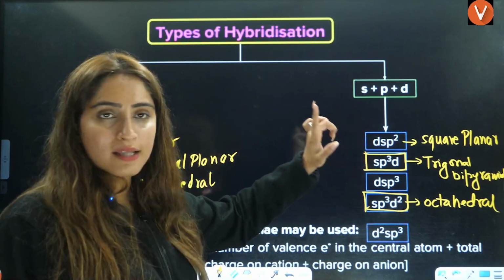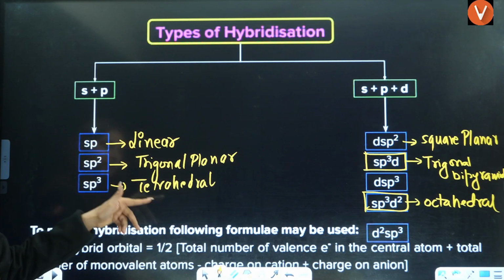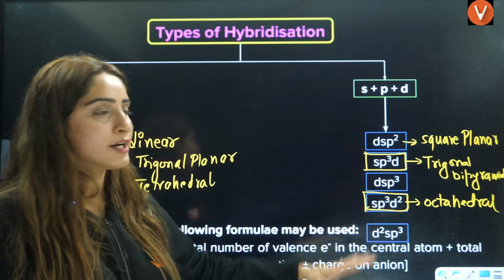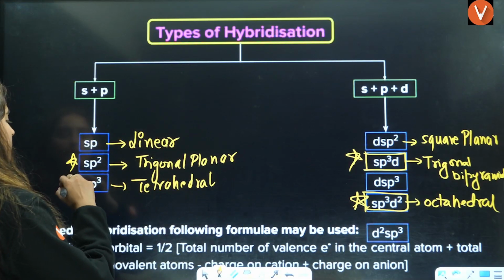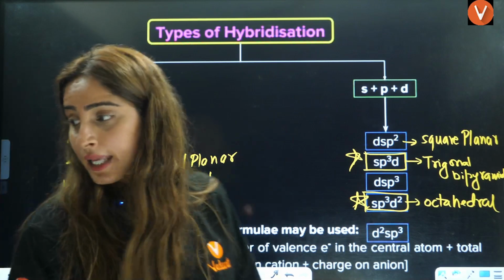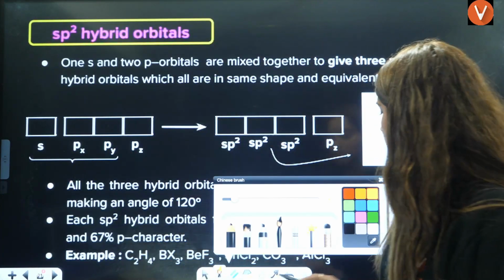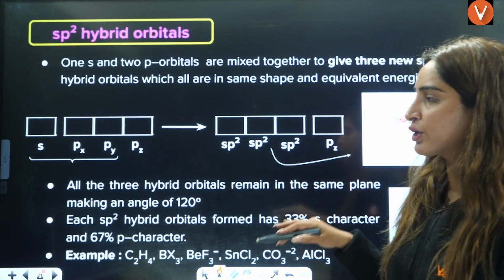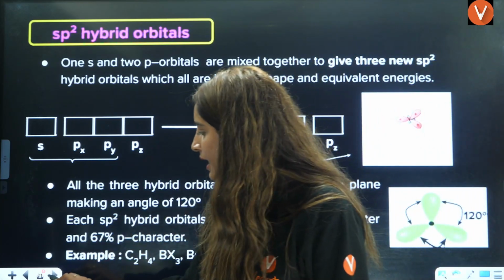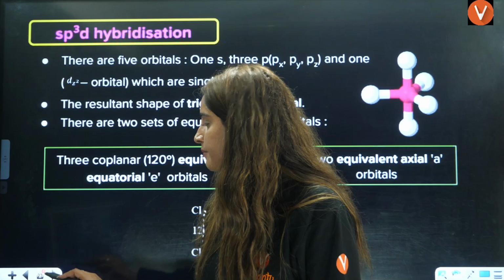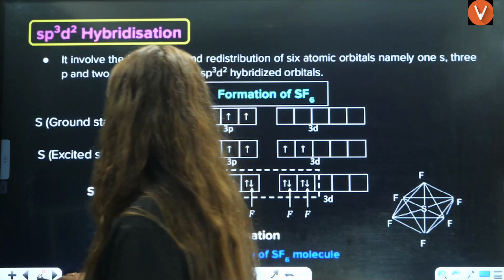So these are the things that you have to remember: linear, trigonal planar, tetrahedral, trigonal bipyramidal and octahedral. These are what we will use in chemical bonding. We will use all of them in chemical bonding. At this point of time, they will not ask you how hybridized orbitals are made. You just know that these are made from intermixing. We will do the application part.